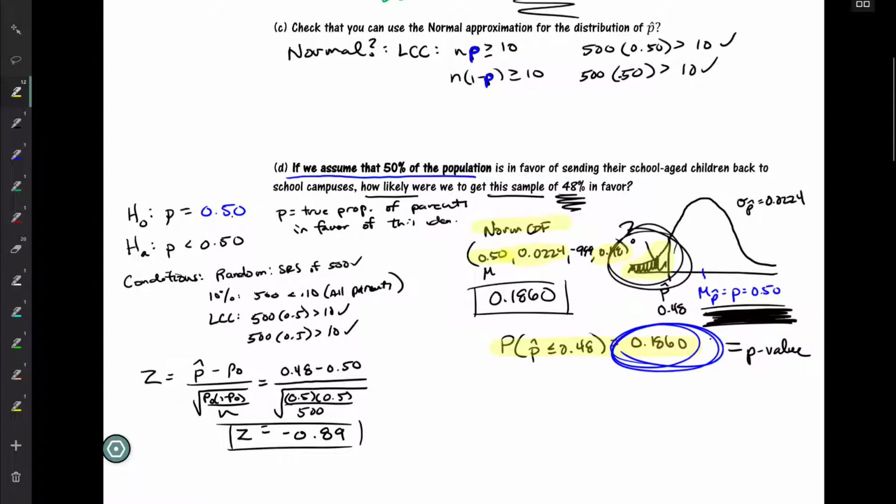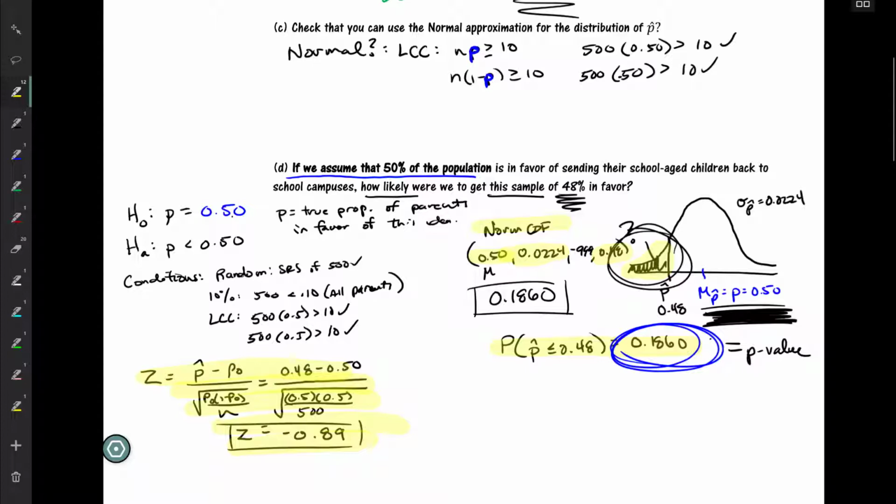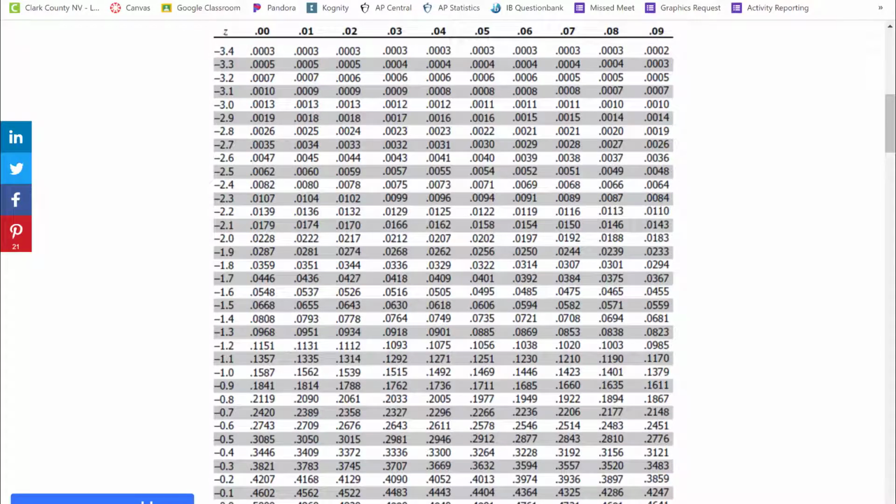Or you can find it by calculating this z, this test statistic here, and going to a z table, kind of circumventing this whole norm CDF process. So let's find a z table.